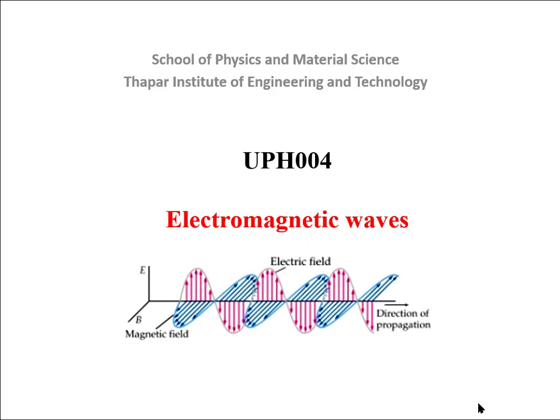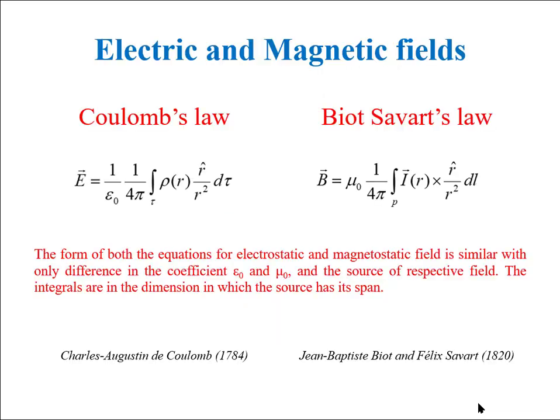Before starting the lecture, let me tell you how in novice perception one can see similarity in electric and magnetic fields. To find the electric field and magnetic field induction, you have two laws, namely Coulomb's law and Biot-Savart law. They read E equal to 1 by 4 pi epsilon naught multiplied by volume integral of volumetric charge density divided by r square, where r is the distance from the source.